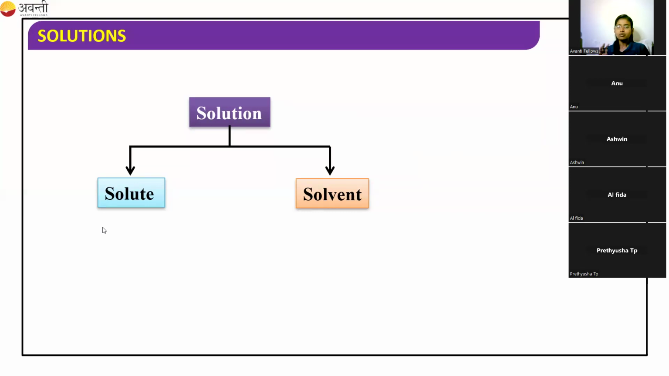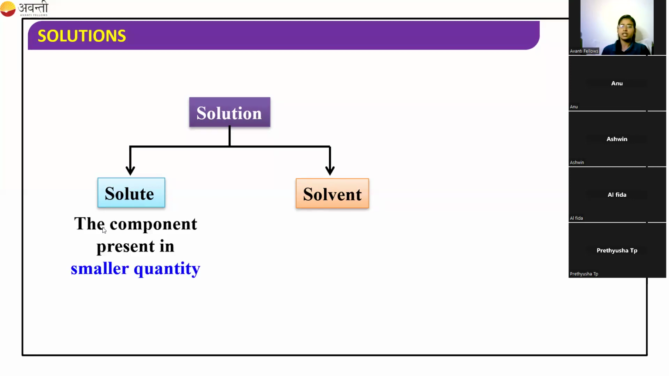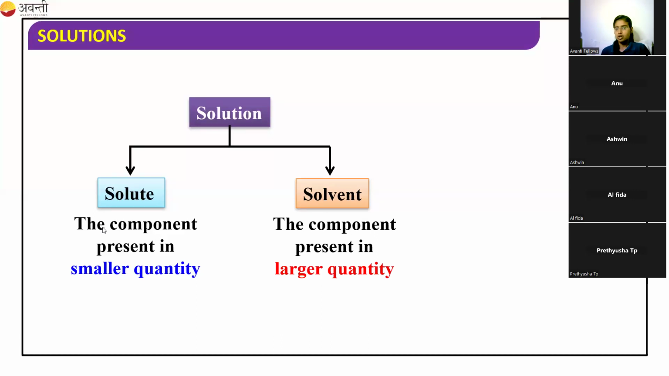Now how do we find the solute and solvent in all cases? The solute means the component which is present in a very small quantity. The solvent is just the opposite of the solute. The component present in larger quantity is called the solvent. The component present in smaller quantity is the solute, and the larger quantity is the solvent.